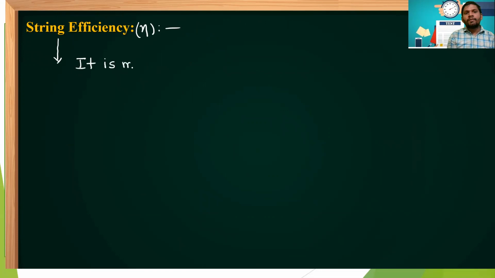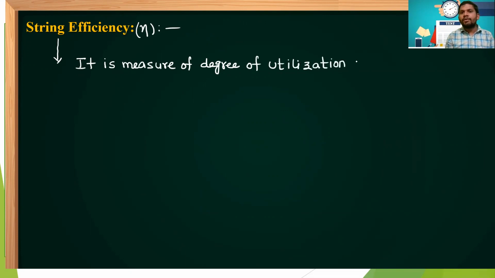It is the measure of degree of utilization of SCRs in a string. That is the definition of string efficiency. Then we can write the formula for both series and parallel connection. What is the string efficiency for series connection and what is the string efficiency for parallel connection?